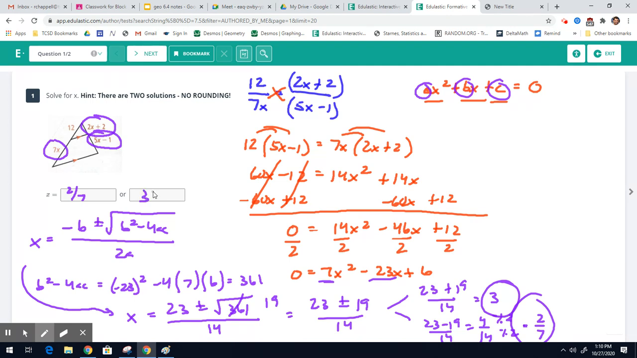Now, you don't always get two answers. Sometimes you only get one answer, okay? But this was an example of the quadratic formula. And again, I would always use the quadratic formula if you have a number in front of the x squared. It's just simpler. All right, second example is coming.